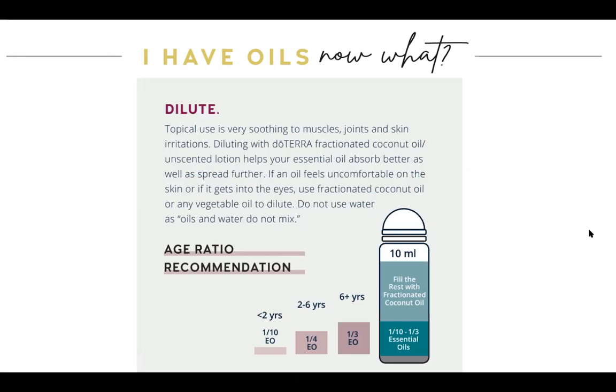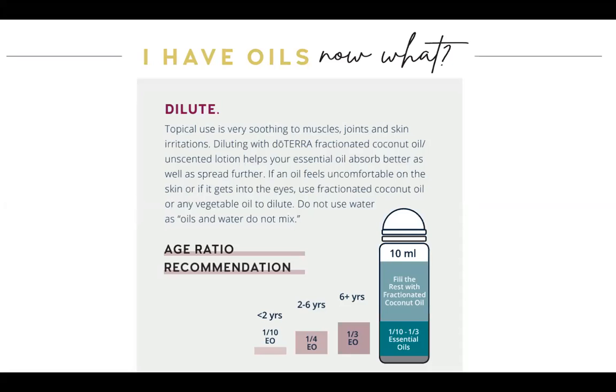Okay, this is talking about dilution. Bex touched on this a little bit. This shows you the ratio of a fractionated coconut oil or any carrier oil that you have. I use organic jojoba oil. You can use almond oil, grapeseed oil. There's a lot of different oils you can use if you have it on hand. Fractionated coconut oil is very light, a really nice one to use for sure. And jojoba is light too.